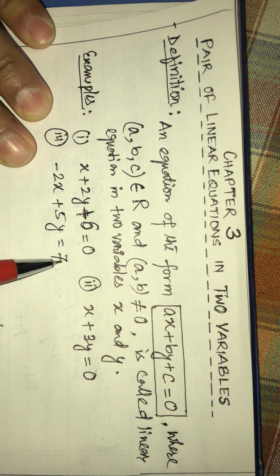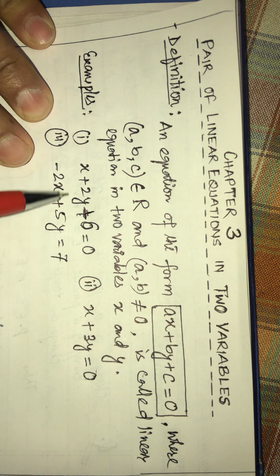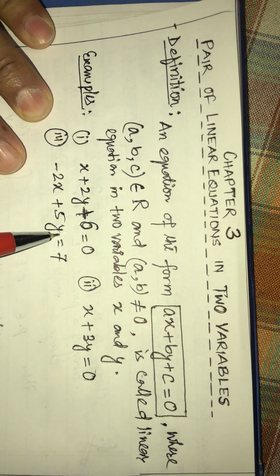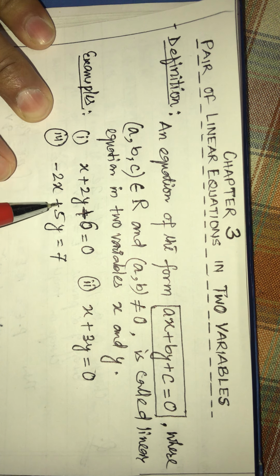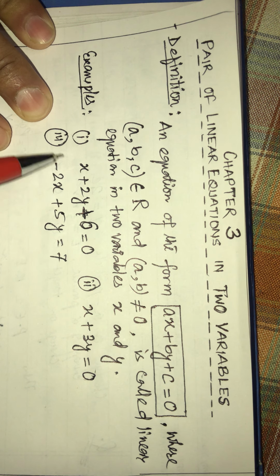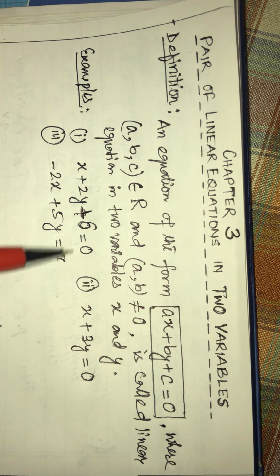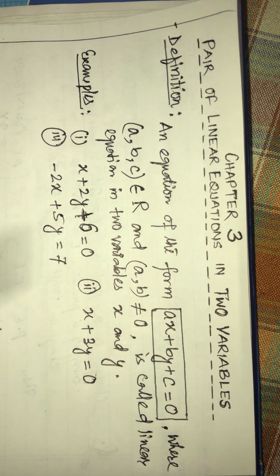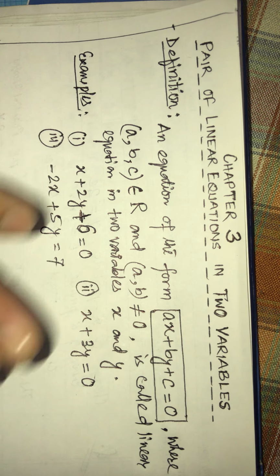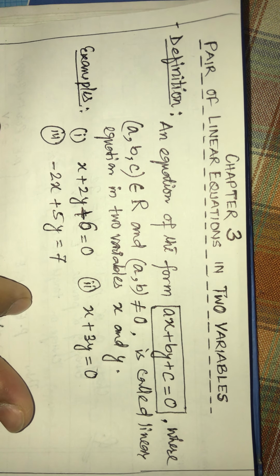So the right hand side is non-zero. If you want to make it standard form, 7 should be kept on the left hand side. That will be 2x plus 5y, and 7 will come here, minus 7 equal to 0. That way we can make it standard form. So many examples are there. So this is the definition and examples of a linear equation.